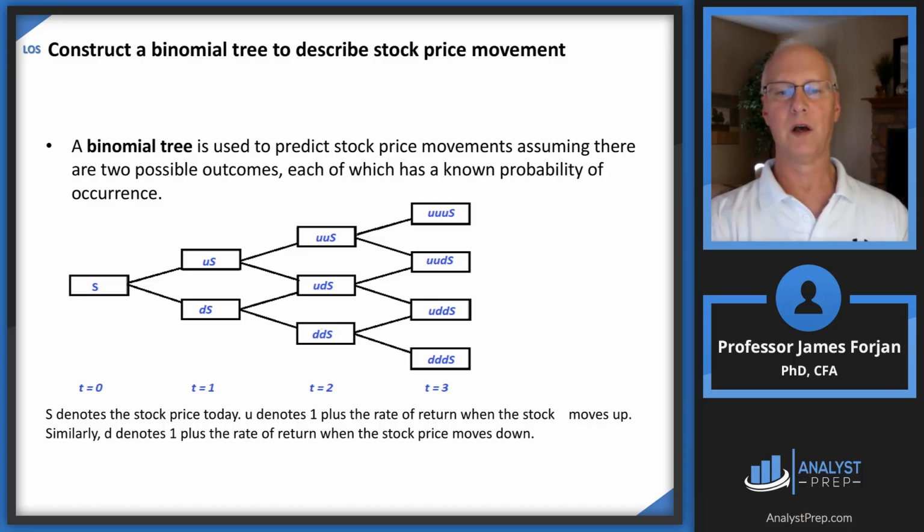And this is known as a binomial tree. We can use these for stock prices. We can use these for bond prices. We're going to use these extensively for interest rates.